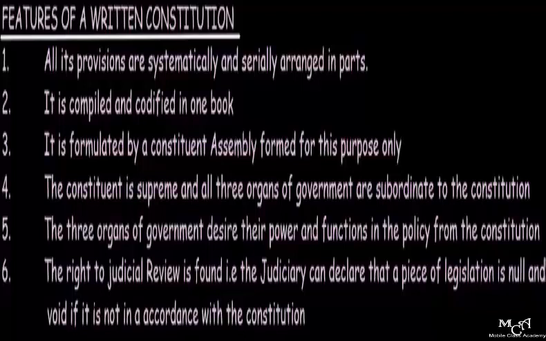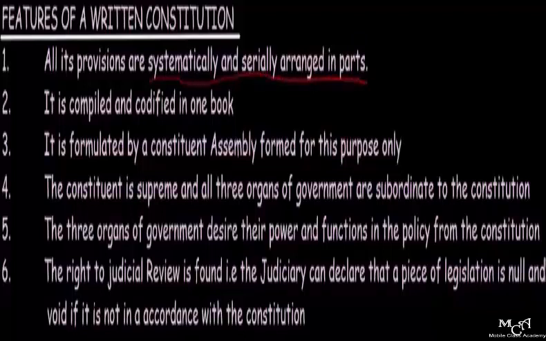So when we say what are the features or the characteristics of a thing, we mean what are those particular traits that are attributed only to that system or thing. So the features or the characteristics of a written constitution are as follows. 1, we say all its provisions are systematically and serially arranged, like the textbook illustration I gave to you earlier.